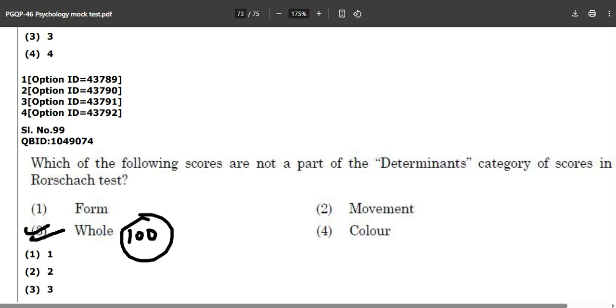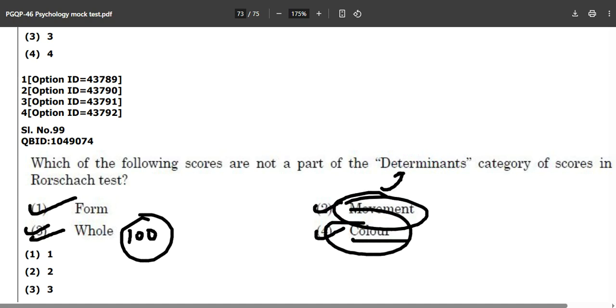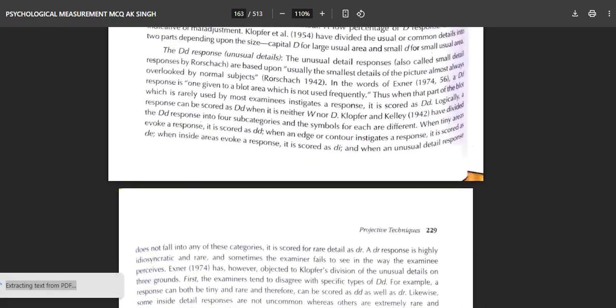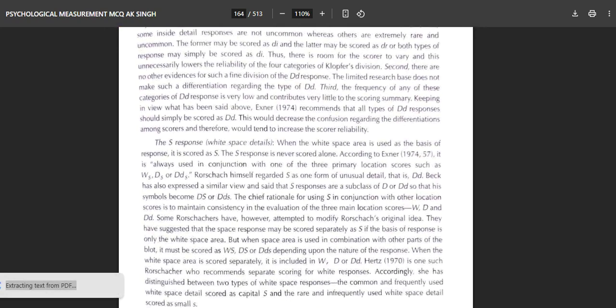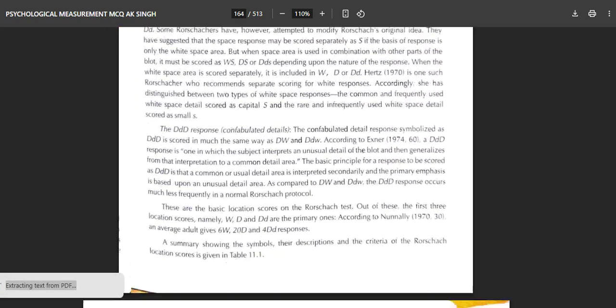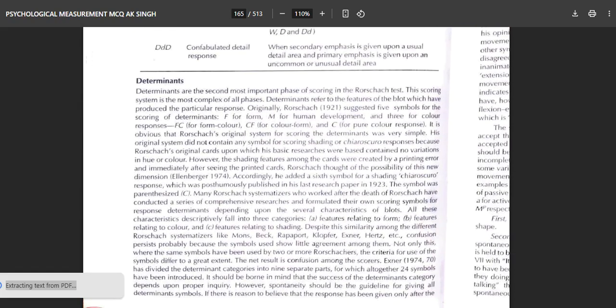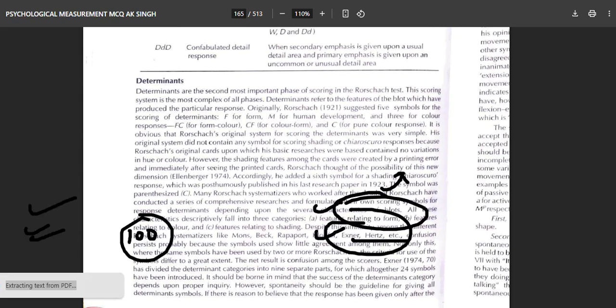Okay, now what are form, movement and color? Will they come under the determinants? Let's find out. If anybody knows what is happening over here, please tell in the comments. Now as soon as you come over here under the head of determinants, you will find the magic.